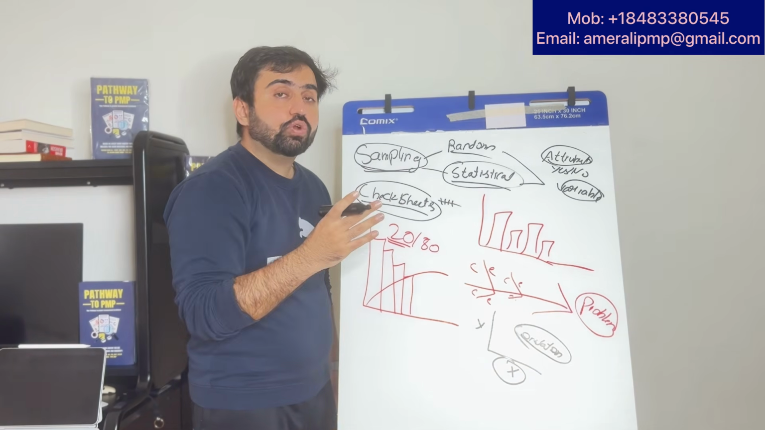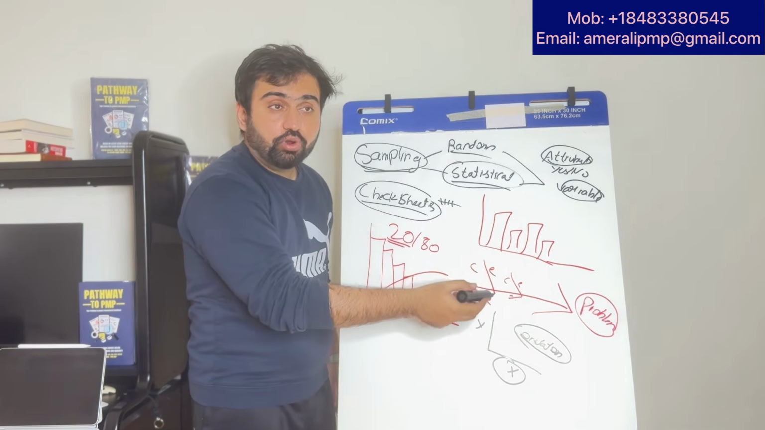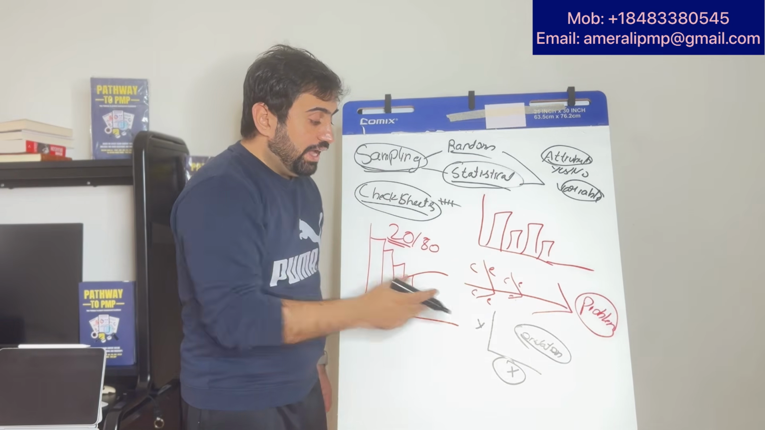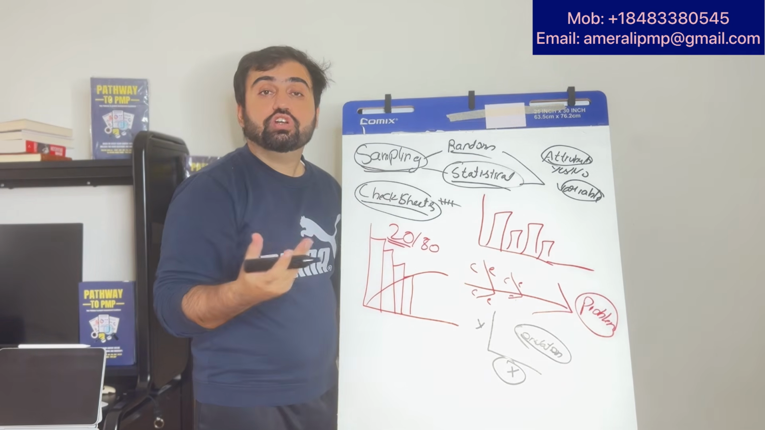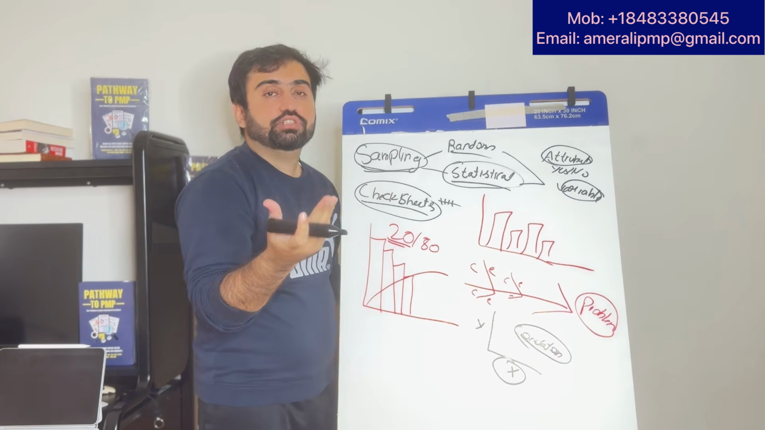And if we focus on 20%, we can get the 80% result. Then using fishbone diagram, also called cause and effect diagram, we identify the root cause. And scatter diagram gives you correlation. Okay, are the two variables dependent, independent, how are they doing?